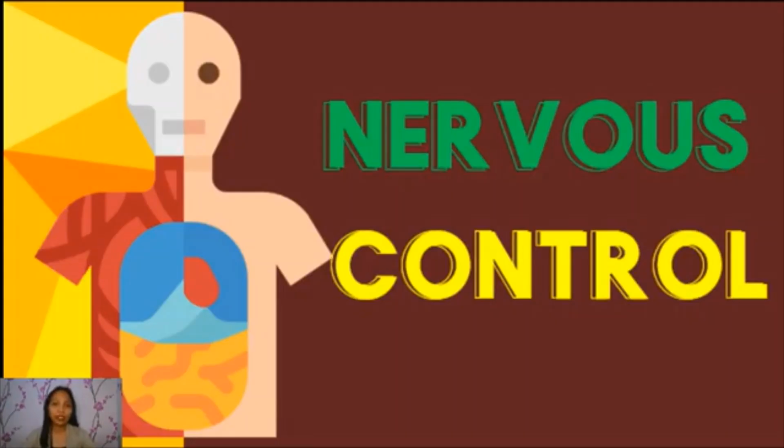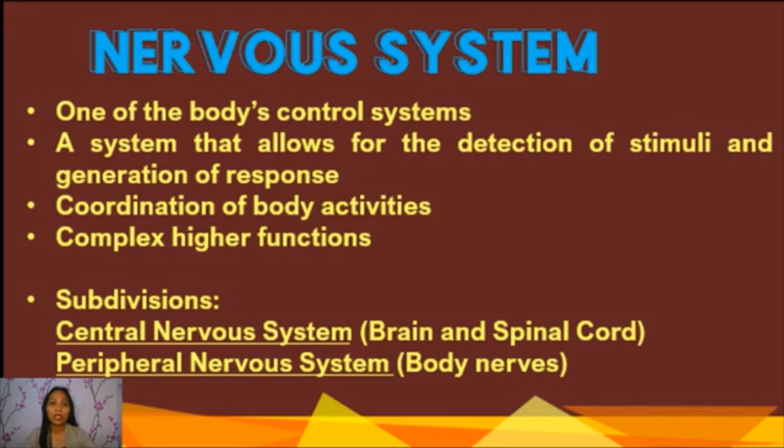So compared to plants, animals have chemical and nervous control that enable them to respond to environmental stimuli. Now let us first know the function of the nervous system. We say that the nervous system is one of the body's control systems. It is a system that allows for the detection of stimuli and generation of response, therefore coordinating the body activities. So it controls higher function.